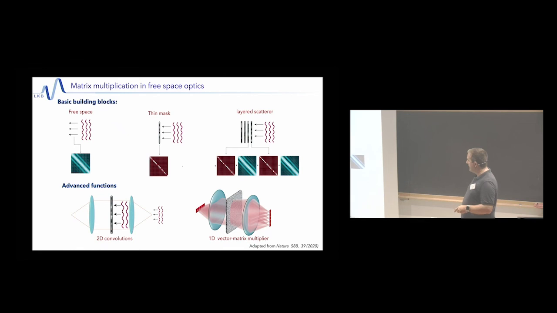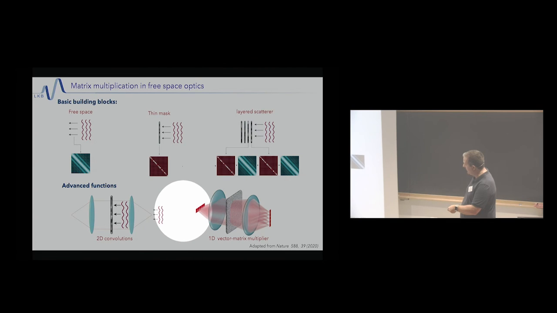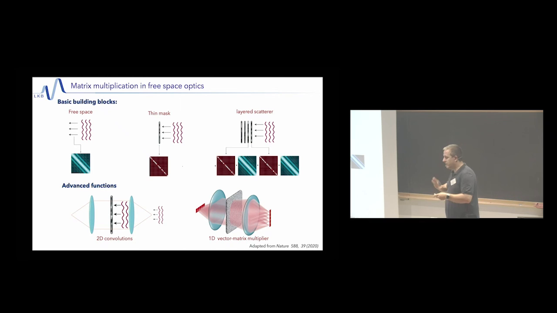Something else that you can do is a so-called vector matrix multiplier, where you take basically one linear array of emitters and one linear array of detectors. In between, you put two cylindrical lenses and one 2D mask that codes the matrix. And on the detectors, you basically get the multiplication of this vector by this matrix. Okay, and you can do it incoherently or coherently. There are different schemes and so on and so forth.